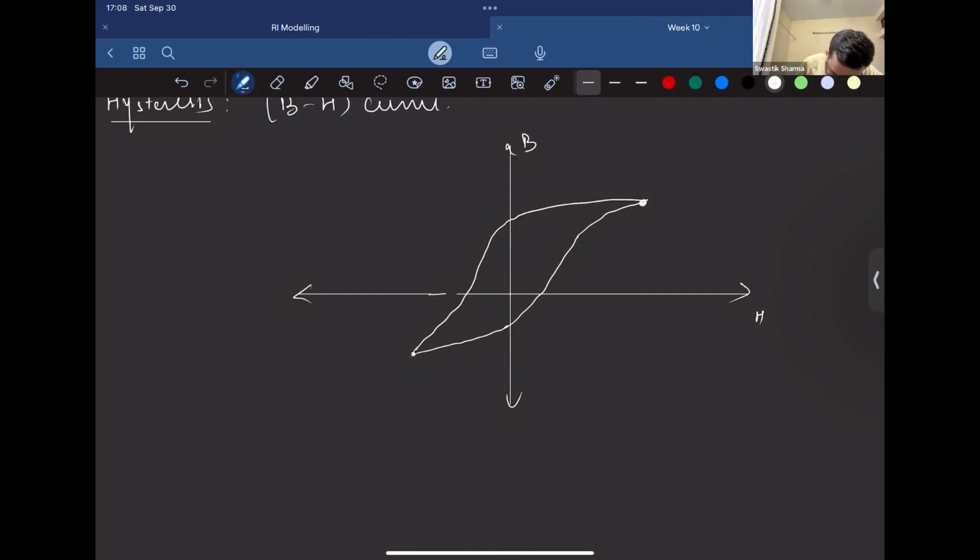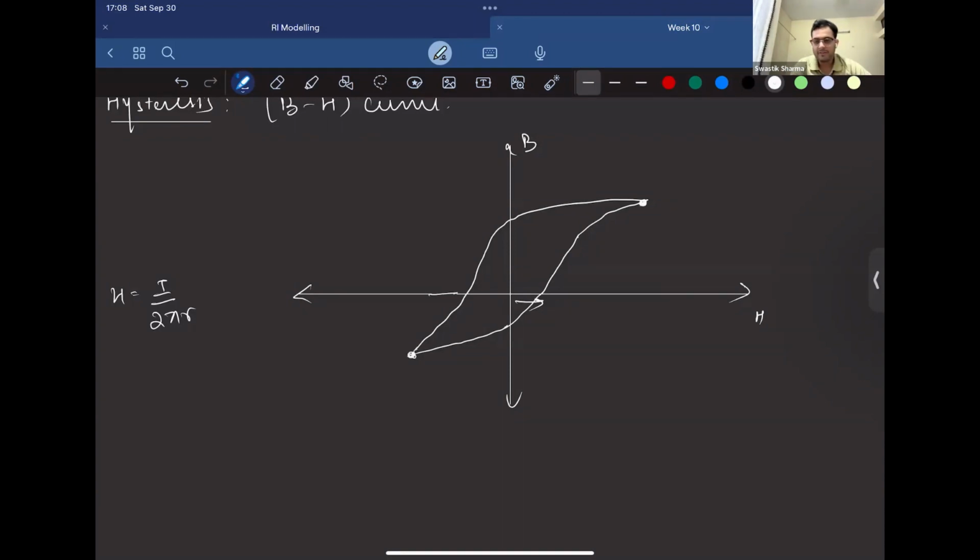I've not drawn it to scale, but that's how a BH curve usually looks. This shows that even if we continue to increase the current through a conductor, the magnetic flux density will saturate. It will come to a point where it won't increase. For example, if we move here, what's happening? H is nothing but I upon 2 pi r, right? If you're increasing the magnetic field intensity, the B flux density starts increasing, but there comes a point where it becomes saturated.